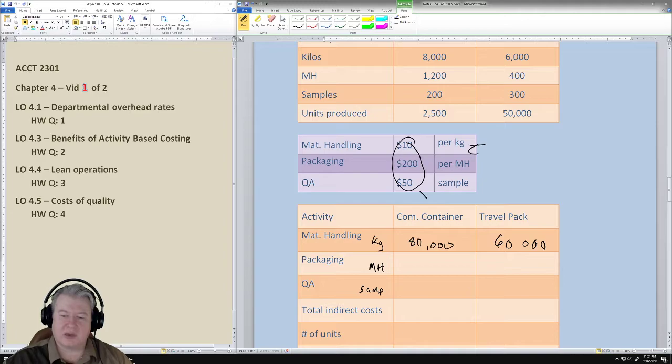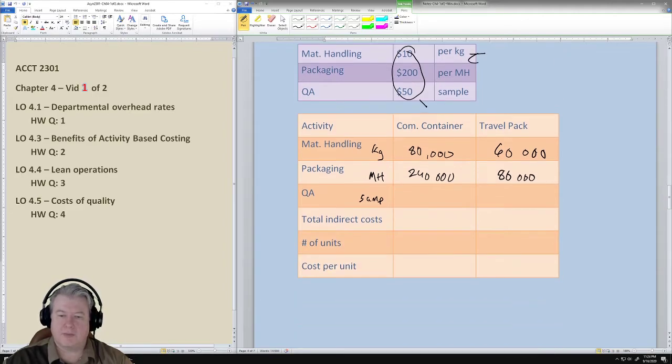So we work through this and we find this is 240,000, multiplying 200 times 1,200. This one is 80,000. This one is 10,000. And these will be the three main categories. And we can come up with a total indirect cost, and that's going to be 330. And this is going to be 155.